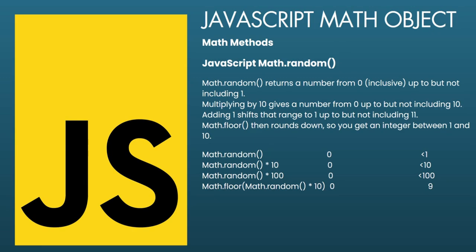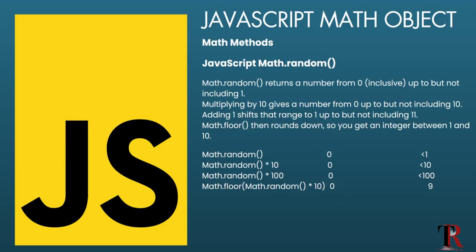JavaScript math.random method. The math.random method returns a number from 0, inclusive, up to, but not including 1, which means that the math.random method can return numbers between 0 and 1. But 1 itself is not going to be part of the number. So it can return numbers up to something like 0.9999, but 1 is not going to be inclusive.